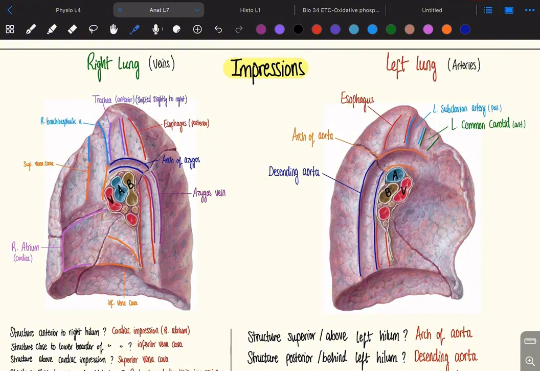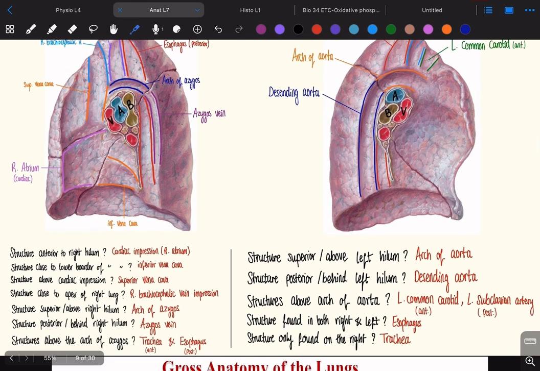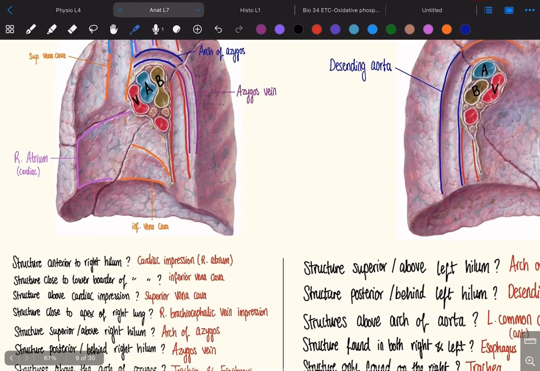So first of all, we need to remember something. The right lung always has veins, but the left lung always has arteries, okay? So mostly the right has veins, left arteries. Let's remember: right veins, left arteries. Okay, so starting with the right lung, I think the best way we can study these impressions is by the questions the doctor mentioned, okay? So let's go over the questions and then we're going to know all the impressions.